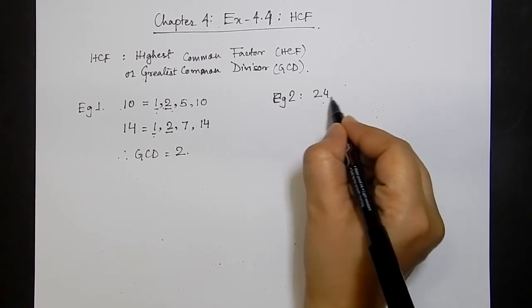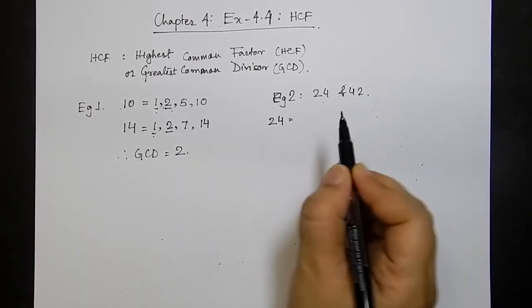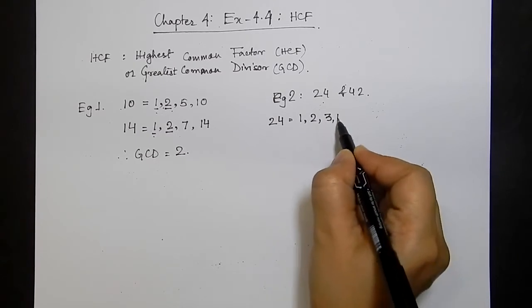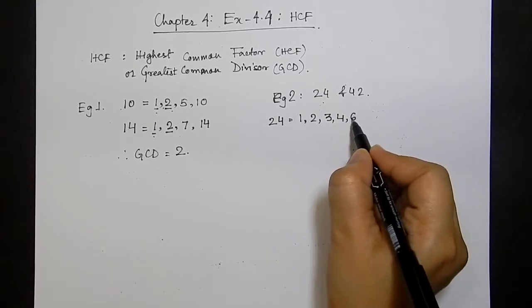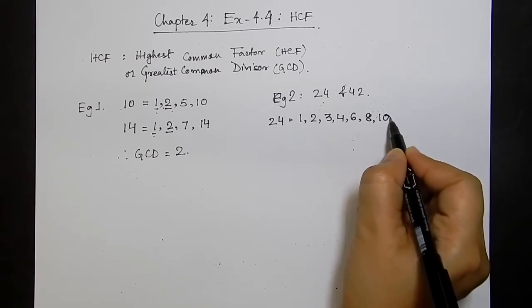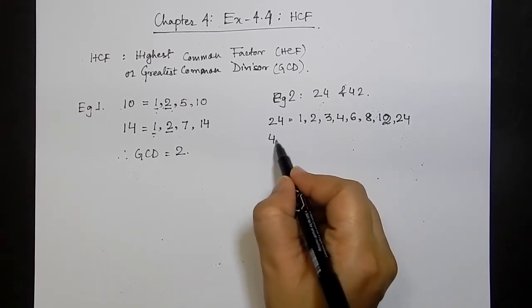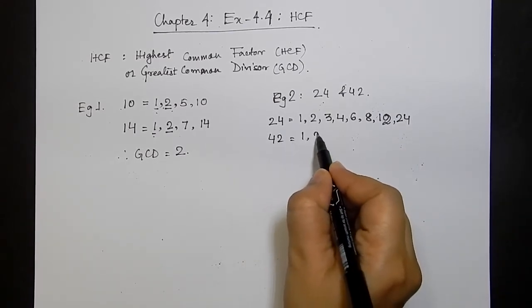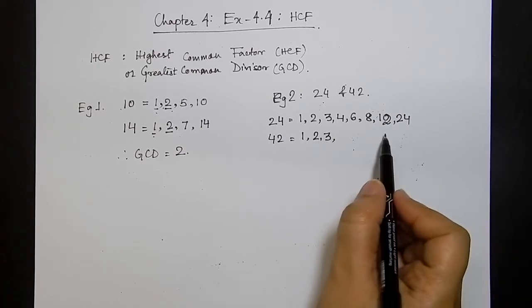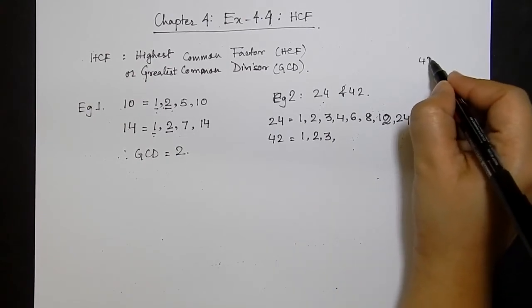24 and 42. What are the factors of 24? 1, 2, 3, 4, 6, 8, 12 and 24. And that of 42 are 1, 2, 3. We are using all the divisibility rules, or you can do it like the way we did it earlier.